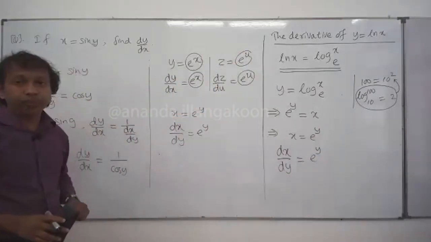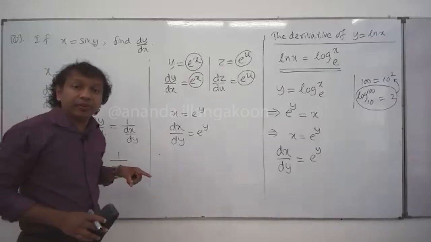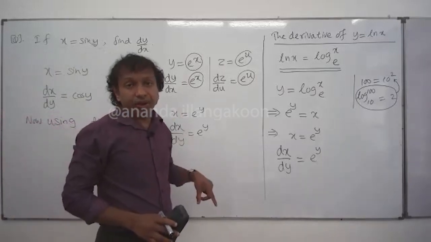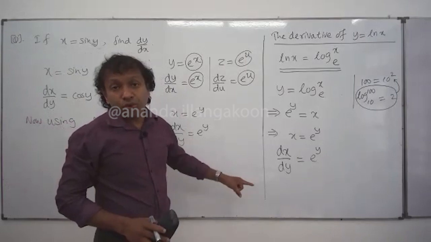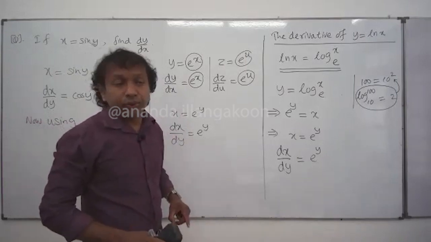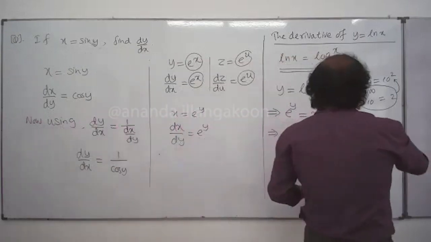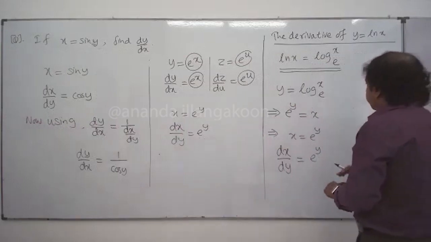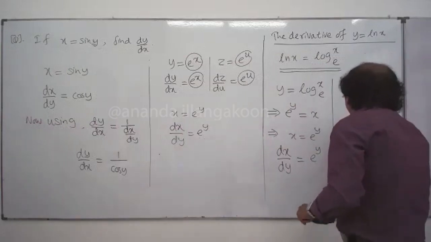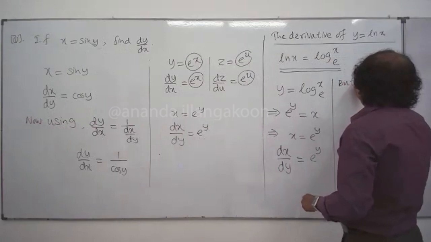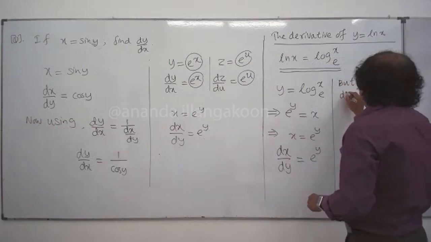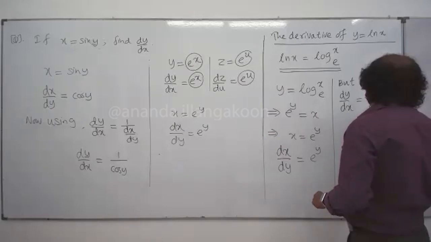Understood? But what we really need to find, people, is dy by dx. Then we use that result we proved today. Okay, right. Now you can write, but dy by dx is equal to 1 upon dx upon dy.